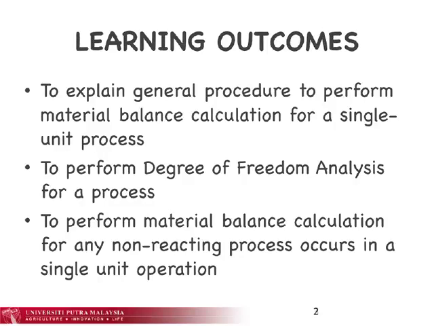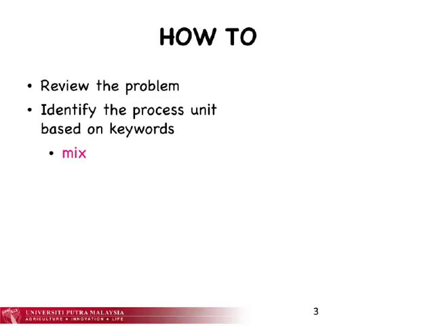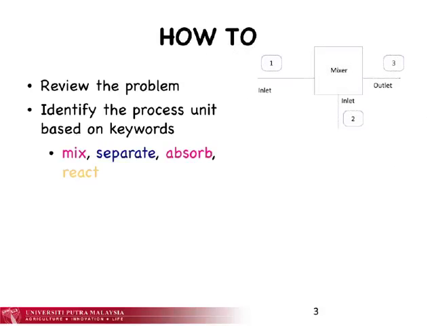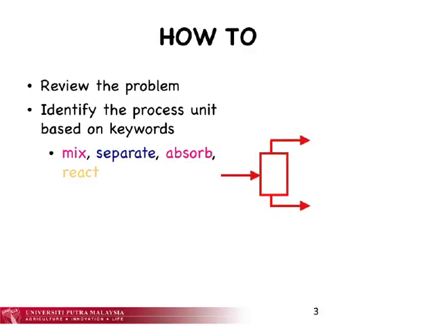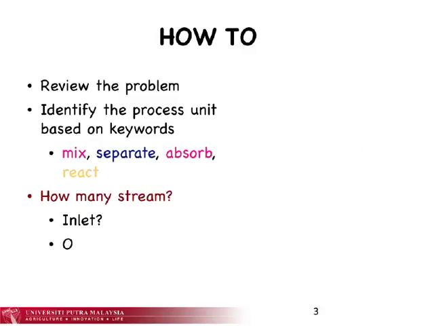Before performing the material balance calculation, it is very important for you to review the problem. By reviewing the problem, you can identify the process unit used based on the given keywords. For example, if it is mix, then your process unit will be a mixer. If it is separate, then your process unit can be a distillation column. If it is absorb, then it can be an absorption column. Or if it is react, then your process unit will be a reactor.